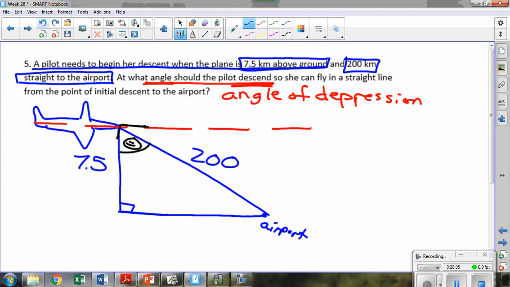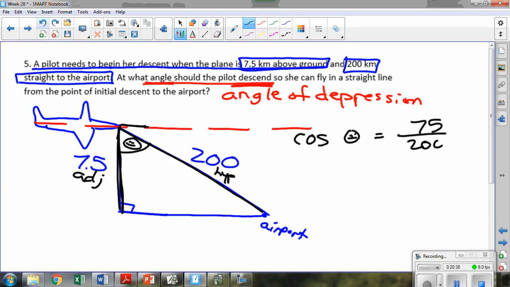Why cosine? Well, what is this piece of 75? That's adjacent. Kobe told me that we also had hypotenuse, and so you're absolutely right, Kobe. Given that we have adjacent and hypotenuse, we can take the cosine of angle smiley face. Angle smiley face is 75 over 200.